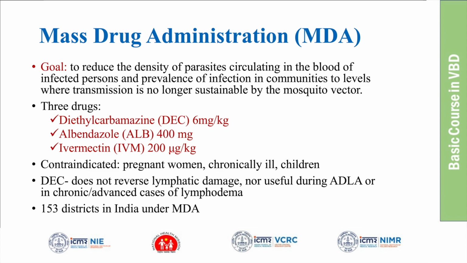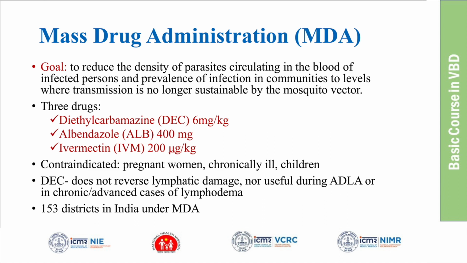So initially, we were using a two-drug combination, that is DEC and albendazole. In areas where onchocerciasis was prevalent, instead of DEC, ivermectin and albendazole were given, and in case of loiasis, only albendazole was given. DEC is usually not given to pregnant women, the chronically ill, and children less than 2 years. In case of ivermectin, it's the same, but we cannot give it to children less than 5 years. Also, the use of DEC in the late stages is not indicated because it is not going to reverse the lymphatic damage which has already occurred.